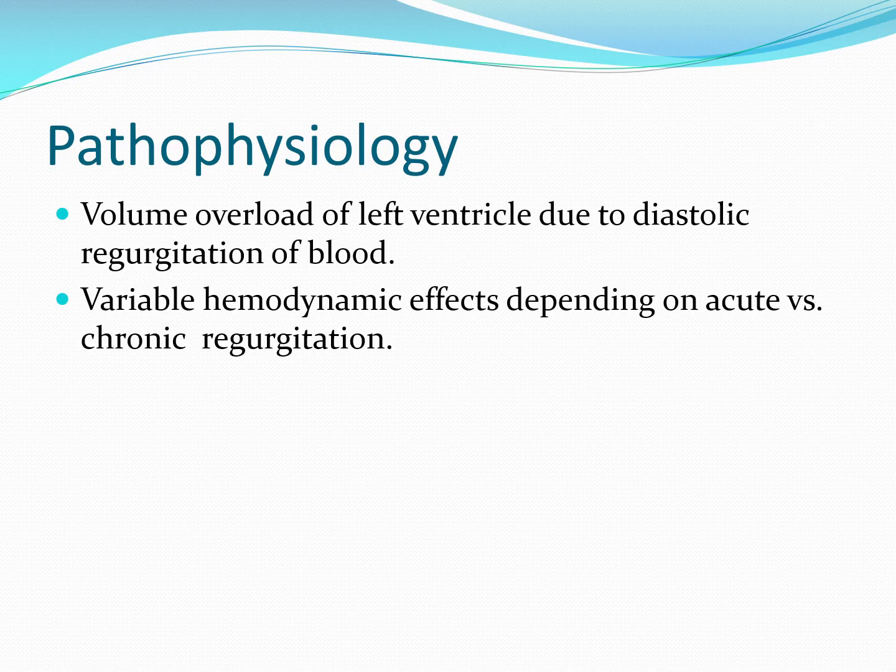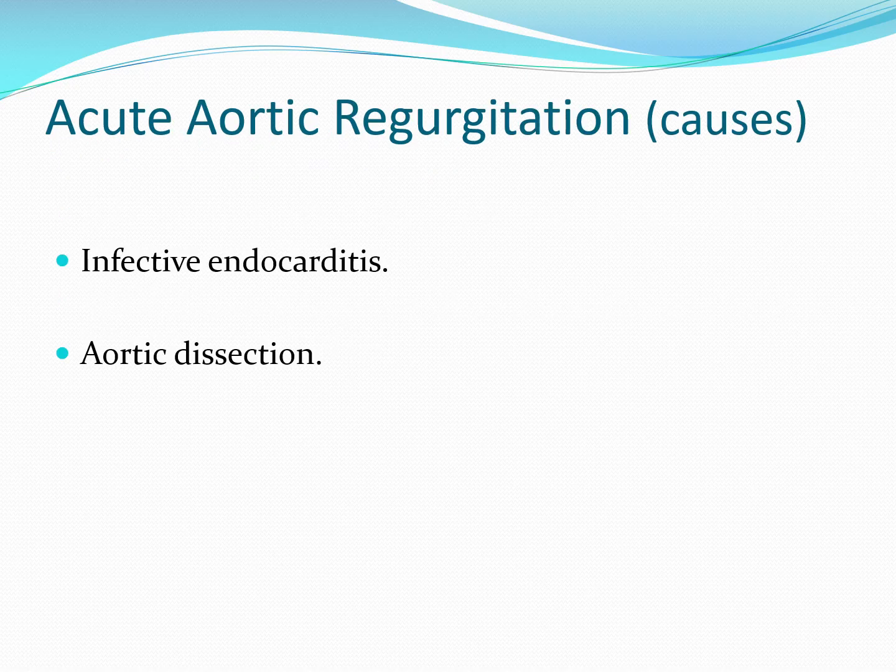And the consequences on the ventricle depend on whether this happens gradually, for example, somebody with rheumatic heart disease who develops gradual shortening, or with aneurysmal dilatation, or if this happens acutely, as we'll see in a few moments. Acute aortic regurgitation, what would cause it? Somebody with infective endocarditis or aortic dissection, as we talked about.